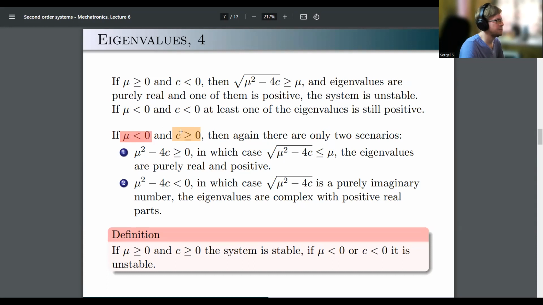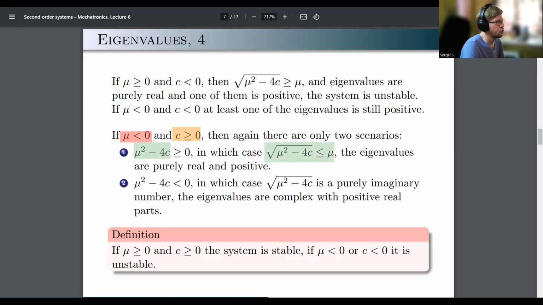And c is positive. So again, there are two scenarios. One scenario is mu squared minus 4c is bigger than 0. So this guy could be negative or positive. Let's assume it is positive. If it is positive, remember we already looked into this.